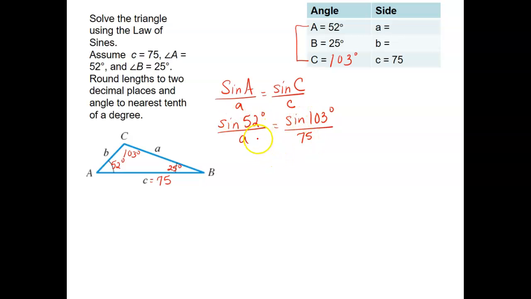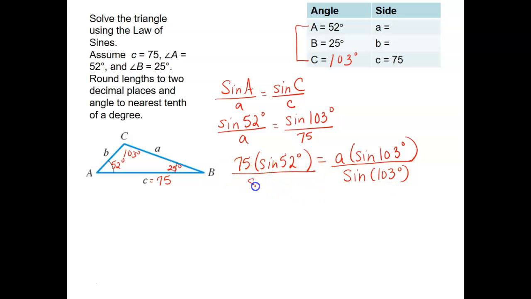So we're going to cross multiply. If I cross multiply this way, I'm going to have 75 times the sine of 52. Here I'm going to have A times the sine of 103. I would recommend continuing to write it like this instead of putting decimal answers in for these. That way you maintain your accuracy. If we need to solve for A, I'm going to divide away this sine of 103. Okay, so these will cancel.